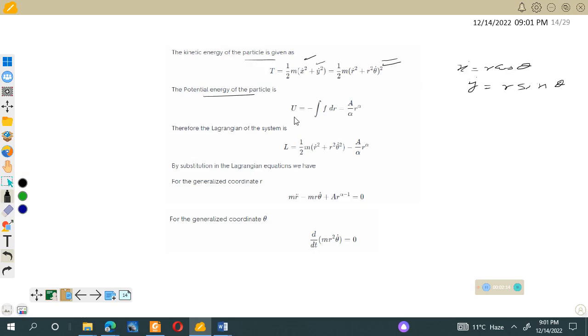And the potential energy of the particle: you know that potential energy is equal to minus the integral of F dot dr, and F is given as minus A r^(alpha minus 1), so its integration leads to potential energy equal to A over alpha times r to the power alpha.